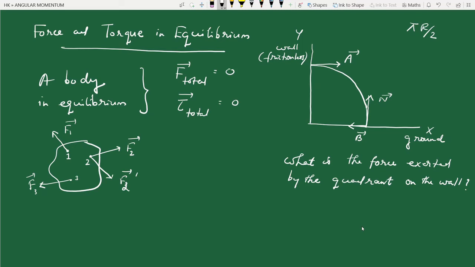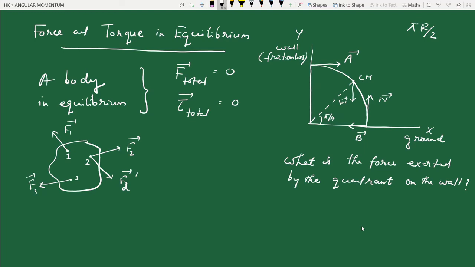Now, there are three forces so far, but in addition, there will be the weight of the rod acting downward at the center of mass of the rod. So what will be the center of mass of the rod? It will be this point, lying at an angle pi by 4 radian, or 45 degrees, with the x-axis. The weight of the rod will be acting vertically downward, say W. So these are the four forces acting on the rod.